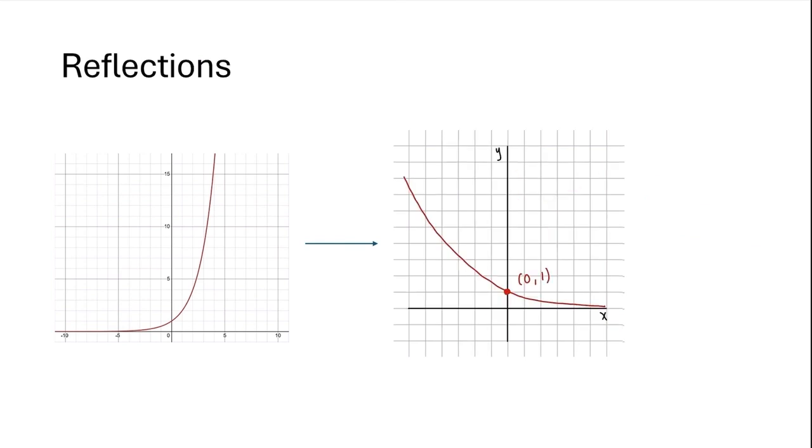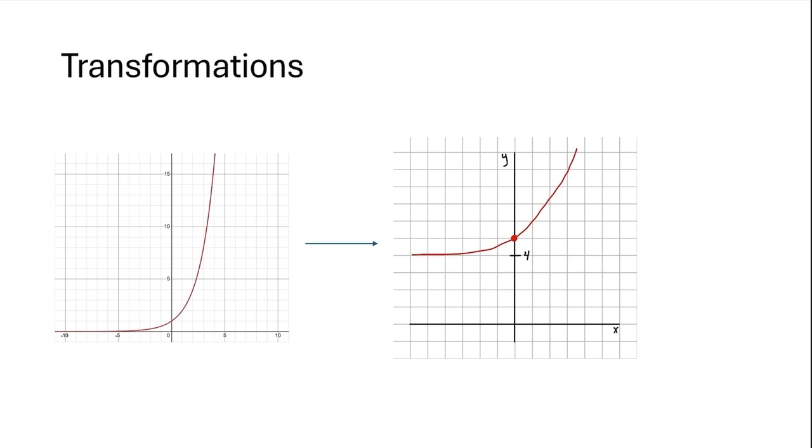If our graph is reflected across the y-axis, that means that the base of our exponent is less than 1, and that we are decaying instead of growing. So when we see a graph like this, we should consider making transformations to the function f of x equals 1 over a to the x. Note that this graph still passes through the point 0, 1.